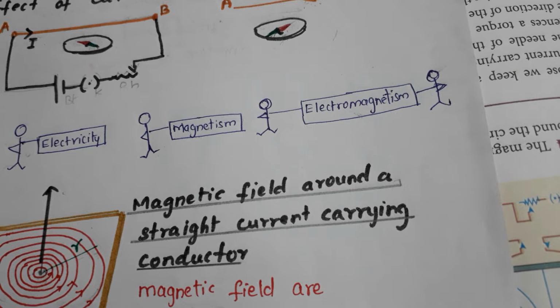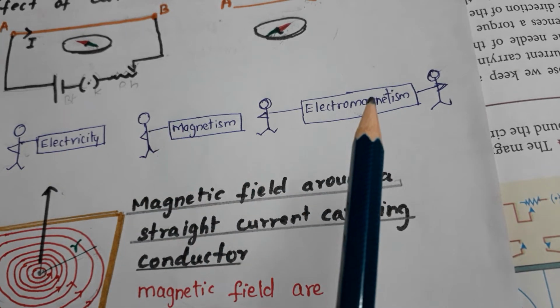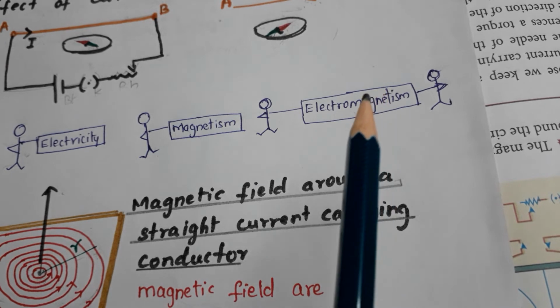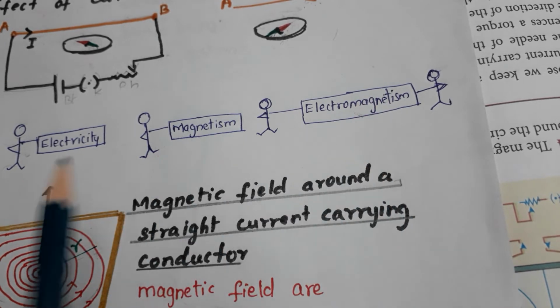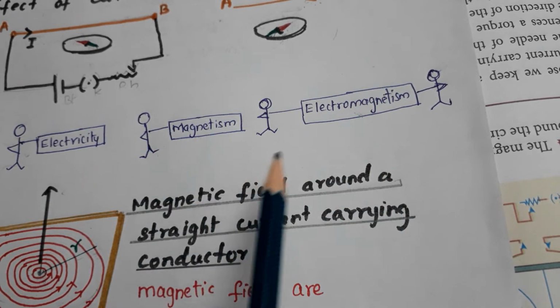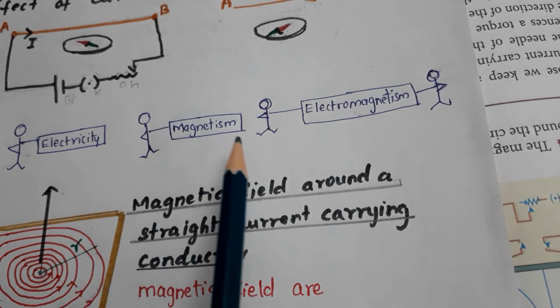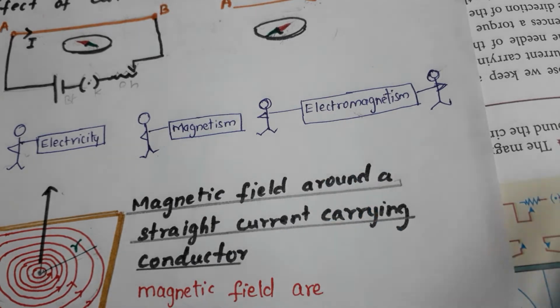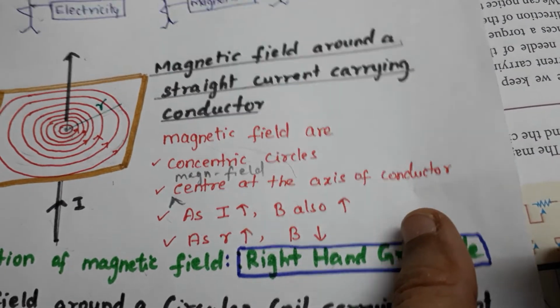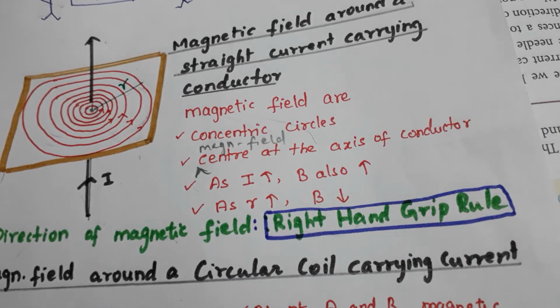Initially, electricity and magnetism were dealt with as two different chapters, but electromagnetism is the new chapter. It includes both the electric and the magnetic force, right? In electromagnetism, it consists of both the electric force and magnetic force simultaneously, right? Next, we are going to learn about the magnetic field around a straight conductor carrying current.